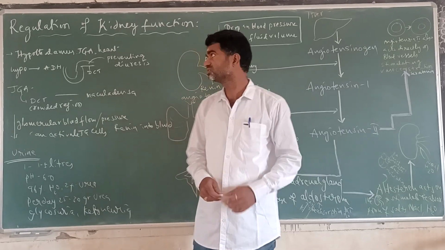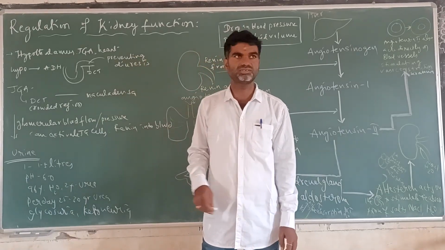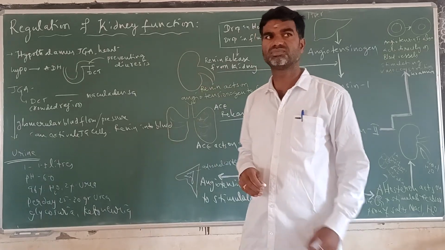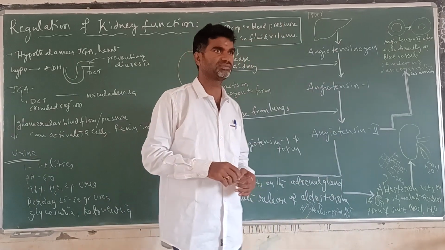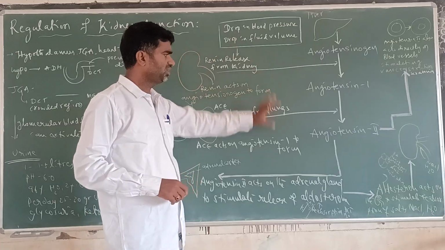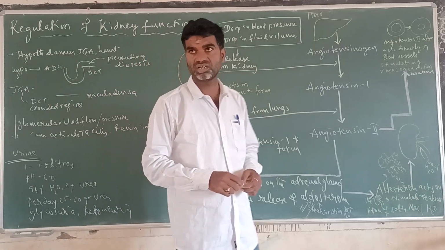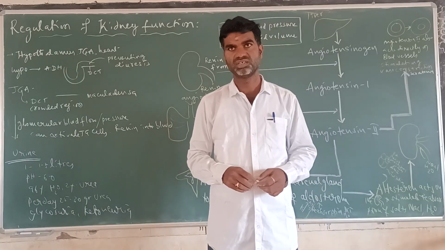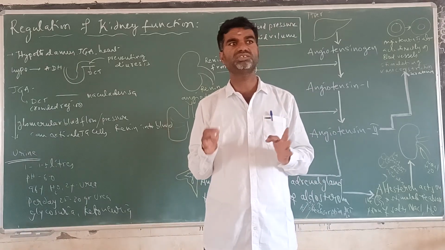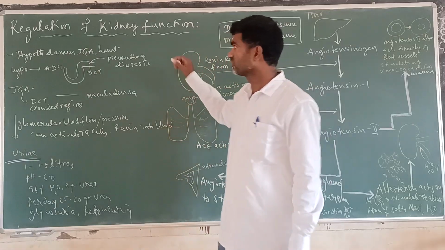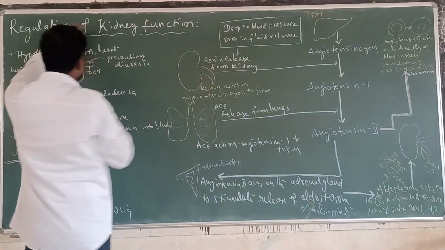Good morning, students. Today we are going to discuss the topic of regulation of kidney function. What is the function of the kidney? These all are the mechanism of the RAAS cycle, the renin, angiotensin, aldosterone system. RAAS means renin, angiotensin, aldosterone system. So what is renin, RAAS?